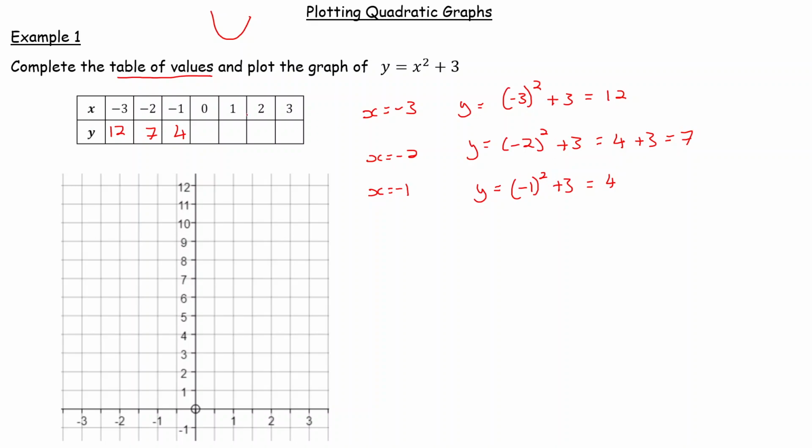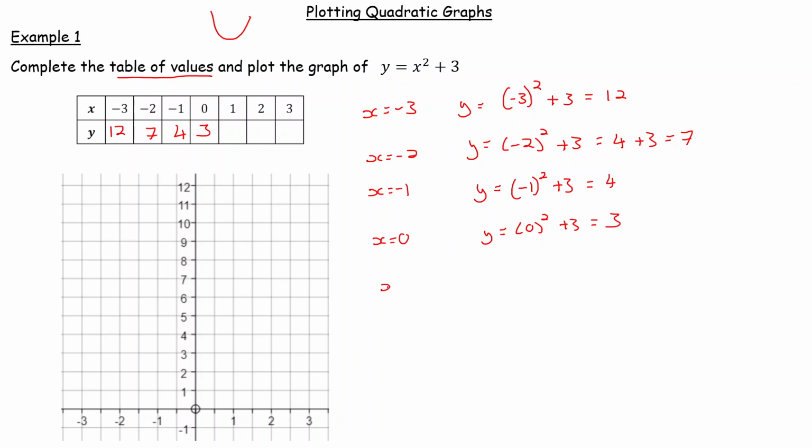And let's keep going. When x is equal to 0, let's just keep going through these. When x is 0, we're going to get y is equal to x squared. X is now 0, so 0 squared, add 3. 0 squared is just 0, add 3 is equal to 3. So when x is 0, y is 3.